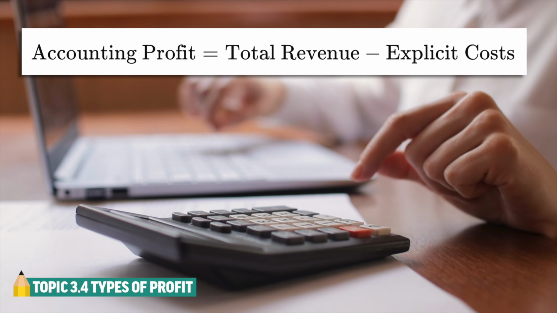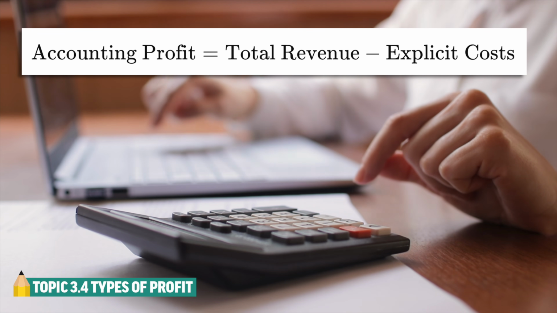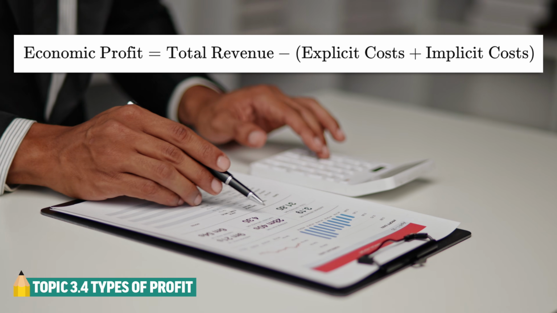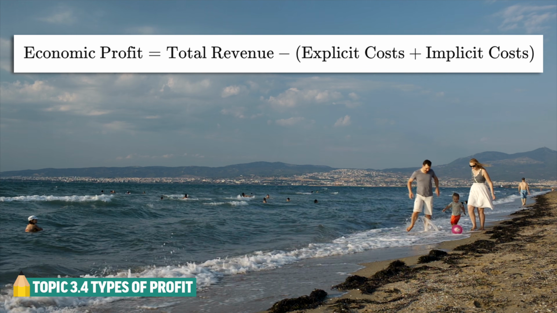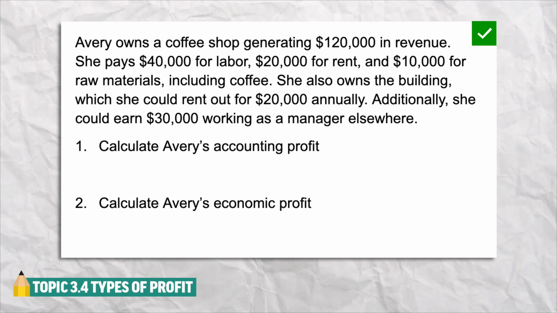If you're an accountant, then you would just include explicit costs, the traditional out-of-pocket costs. That would give you your accounting profit. But if you're an economist, you would include the explicit costs and the implicit costs, the value of your foregone income or time. This would give you your economic profit. Again, it'll make more sense with an example.